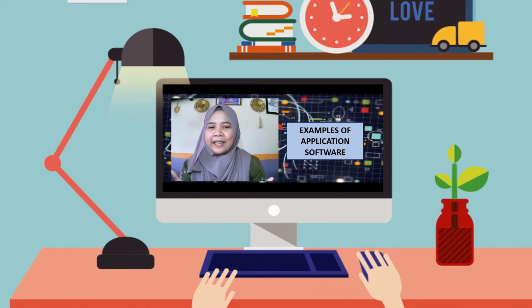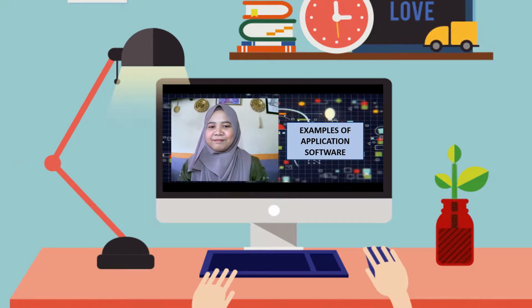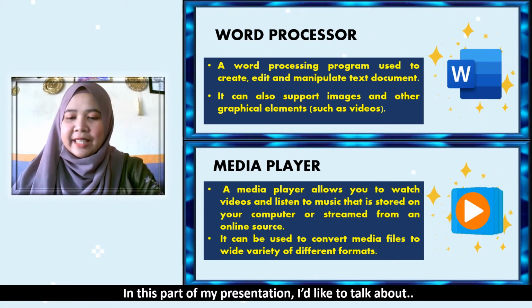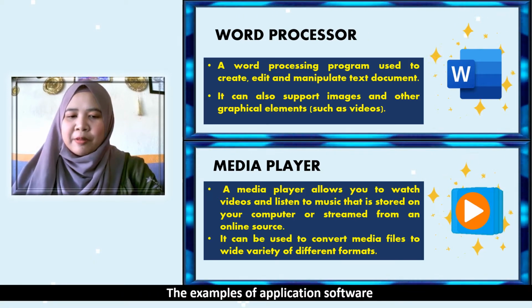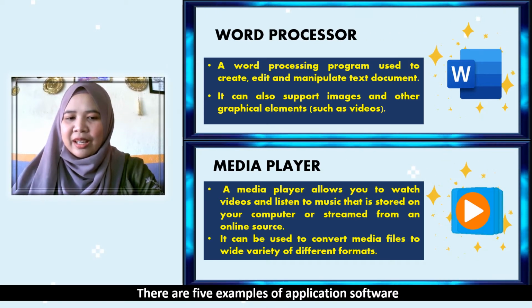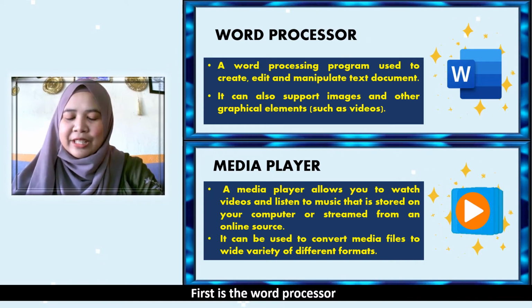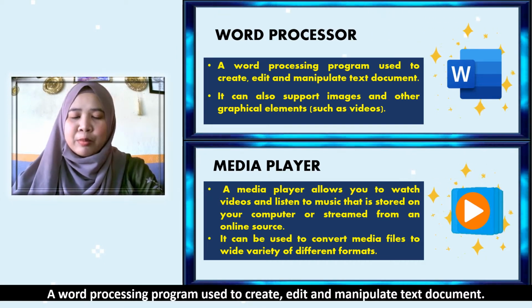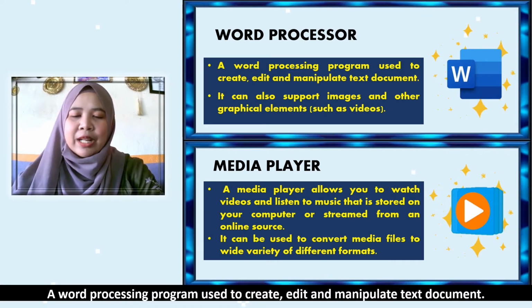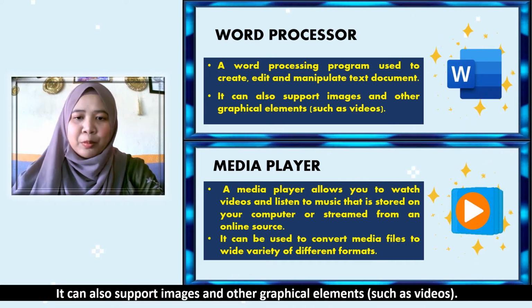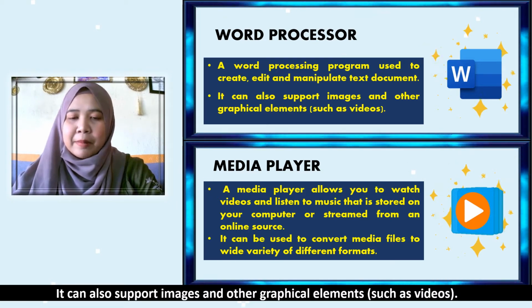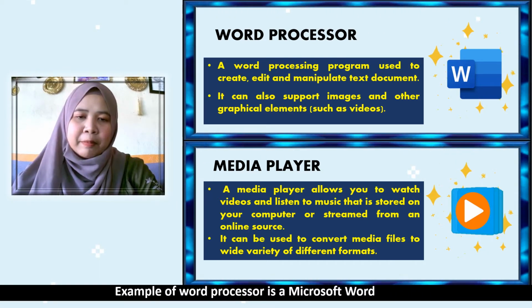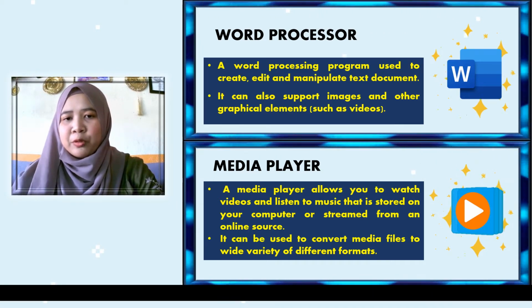Examples of application software. In this part of my presentation, I would like to talk about the examples of application software. There are 5 examples of application software. First is the word processor. A word processing program used to create, edit and manipulate documents. It can also support images and other graphical elements such as videos. For example, a word processor is Microsoft Word.